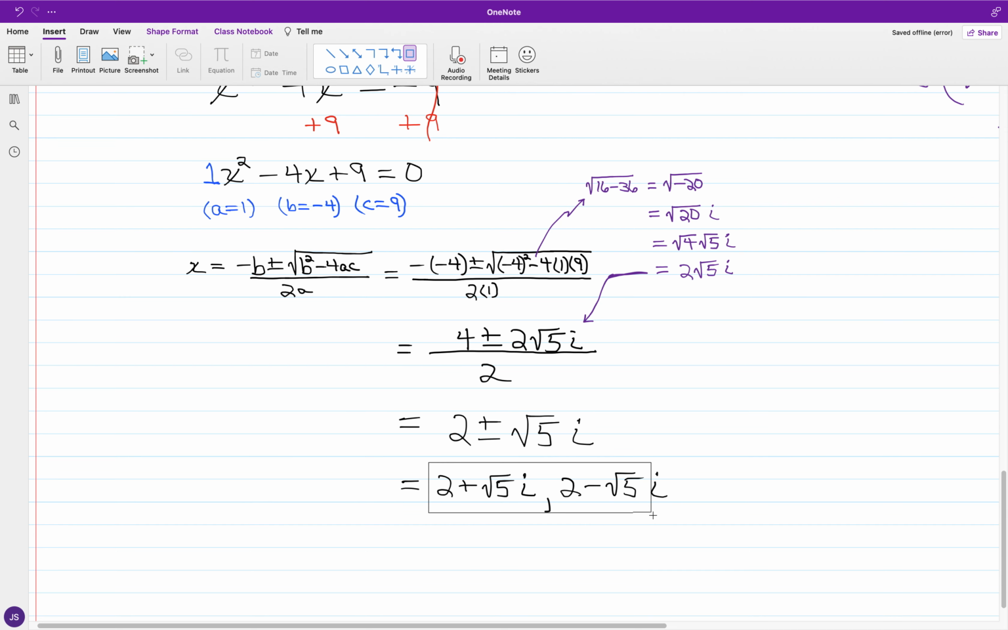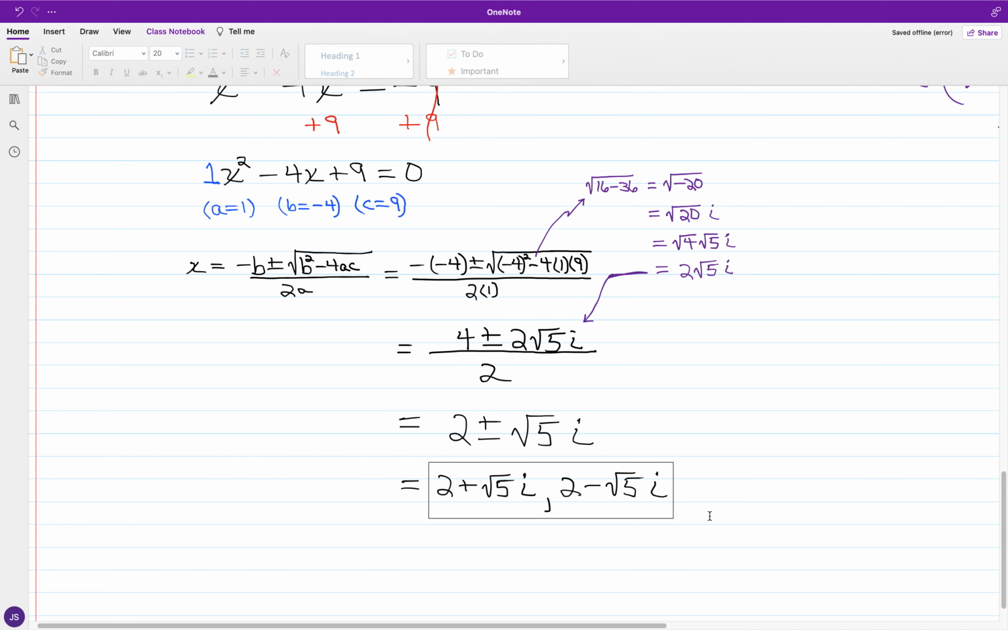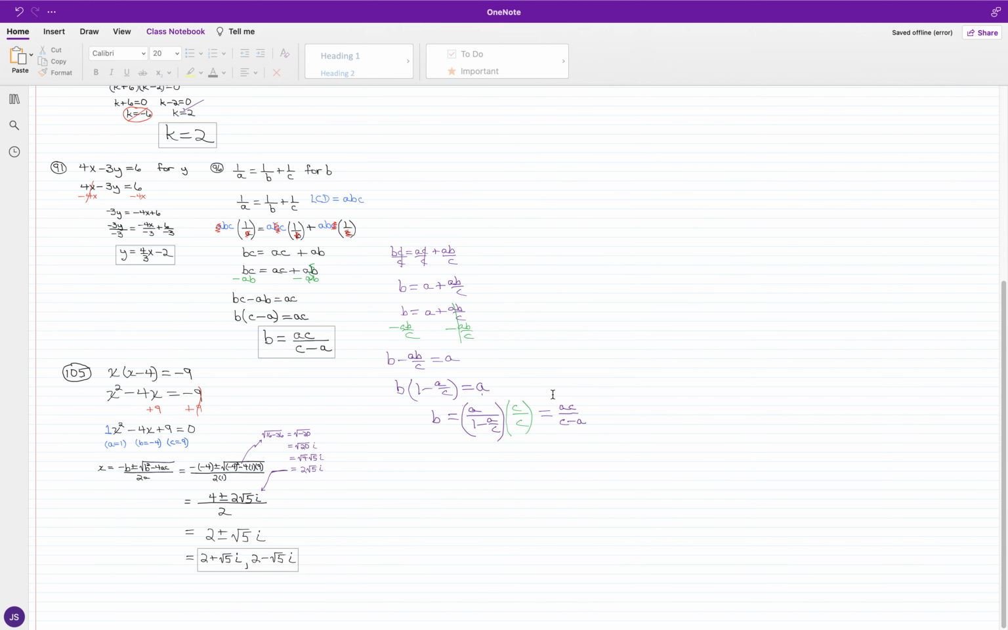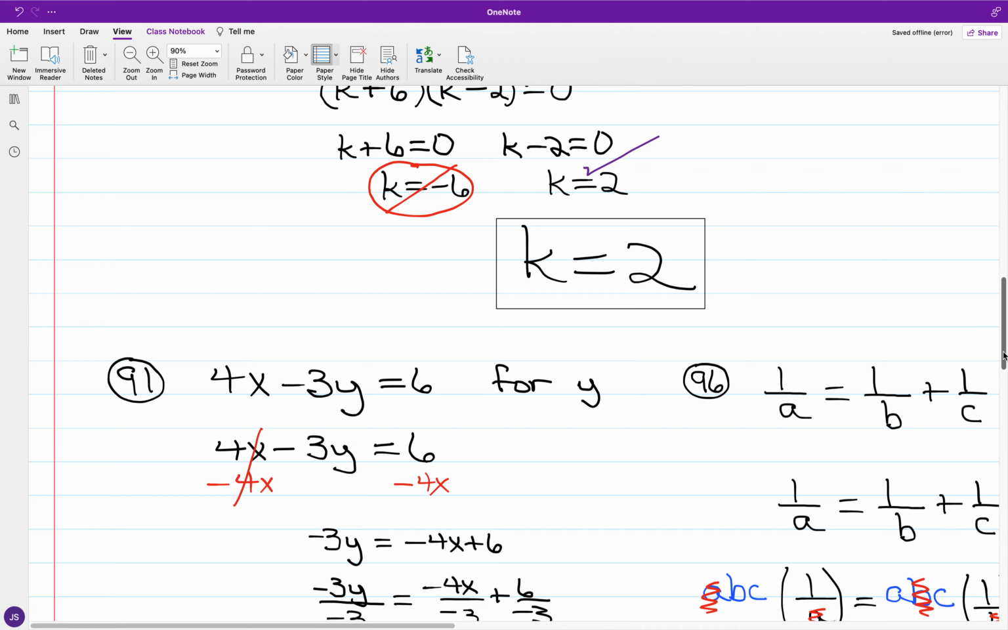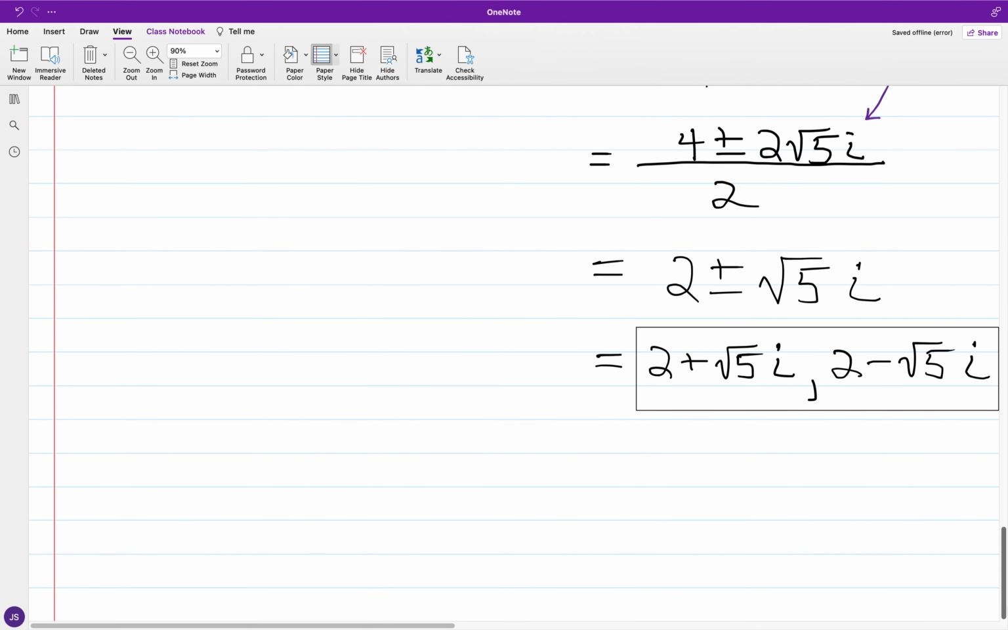Yes? For you to be able to reduce that, do all 3 of those numbers have to be even? Like, what if it was 4 plus or minus 3 square root of 5i over 2? You couldn't reduce that, right? What would have happened? Let's see. Yeah, if you didn't have unanimously even valued leading coefficients.